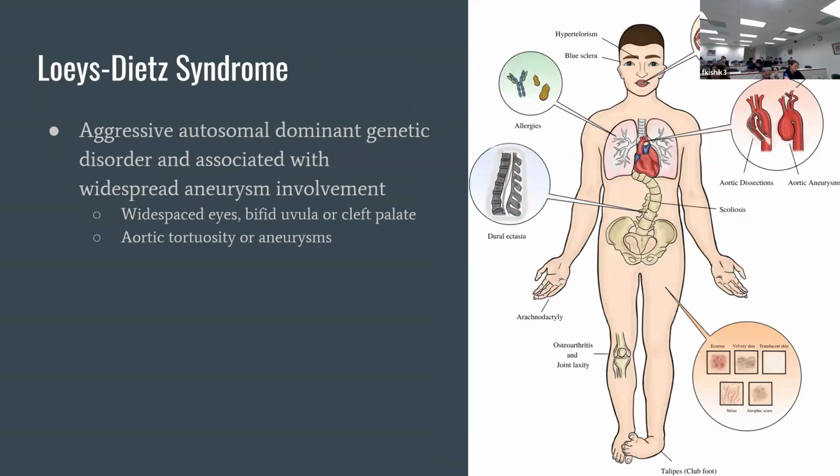Loeys-Dietz syndrome, this is an autosomal dominant genetic disorder. Think widespread aneurysms everywhere. They're going to have wide-spaced eyes, a bifid uvula or a cleft palate. HEENT lab exam coming in handy. We're inspecting the soft palate. We are looking at the uvula, having them say ah, because we're looking for a bifid uvula and a cleft palate in these patients. Aneurysms and aortic tortuosity, so twisting of the aorta.